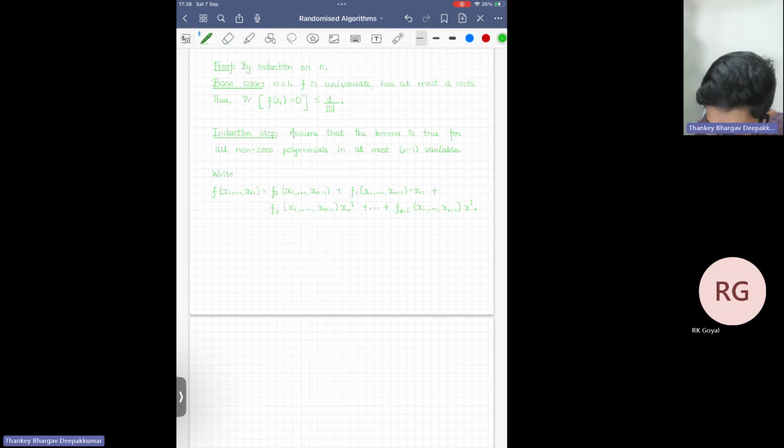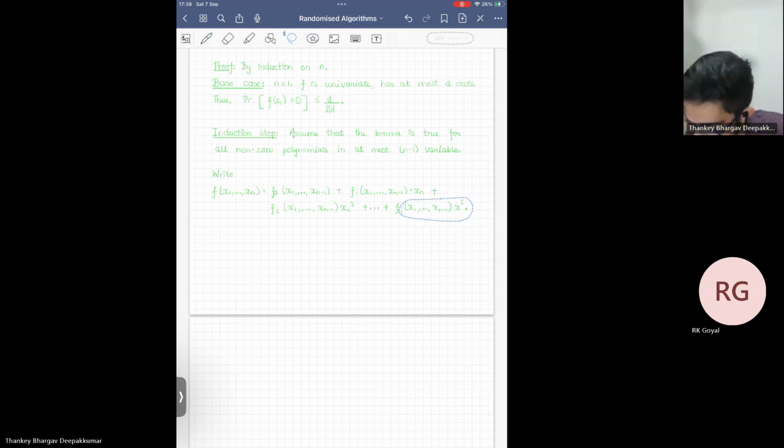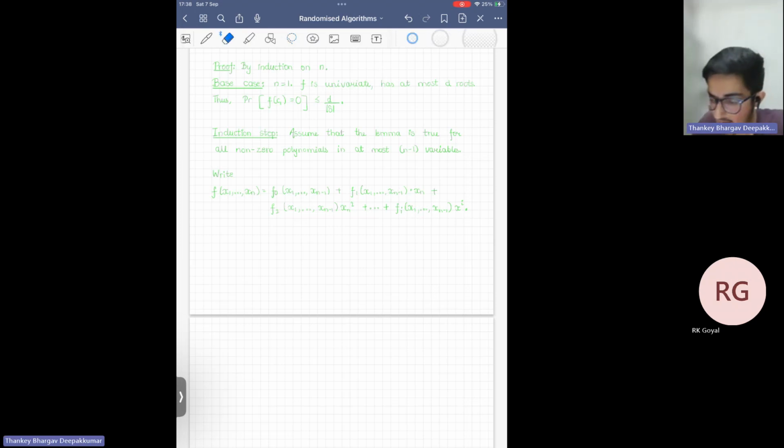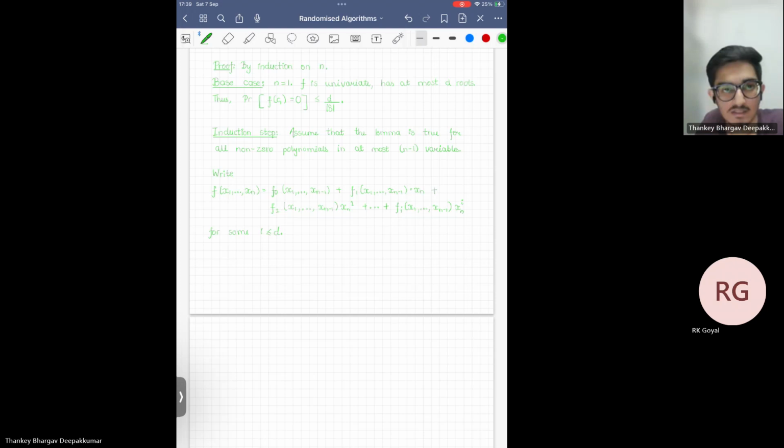Similarly for f2 and so on. I can write this all the way up to xn to the power i, where i is less than or equal to d. The degree of the polynomial is at most d, so the individual degree of xn can be at most d. So I've written f like this.